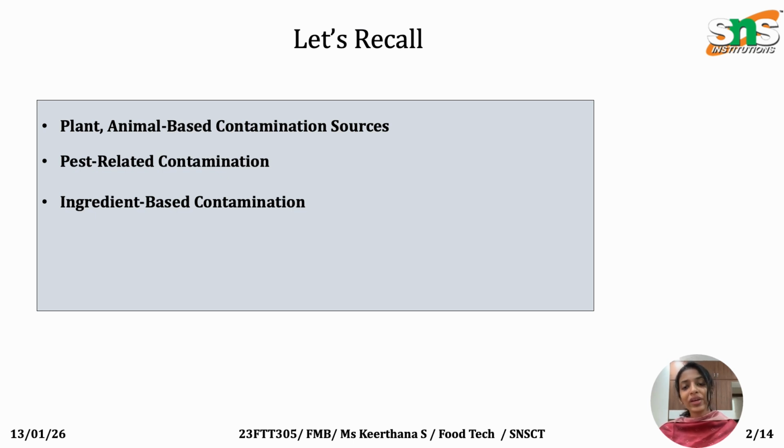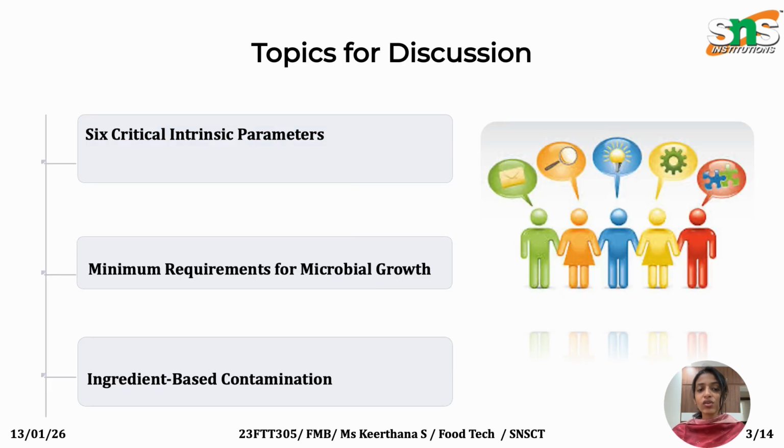So, let's recall what we had in the last video. We discussed various contamination sources like plant, animal based, pest related, and ingredient based, right? Yes. In today's topic, we are going to discuss the 6 intrinsic parameters that are present, the minimum growth that is required for microbial growth, and also the other contamination.